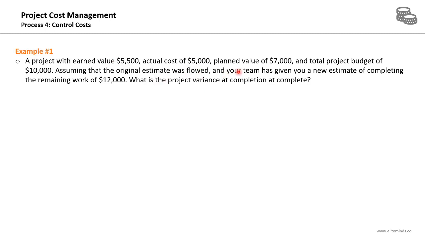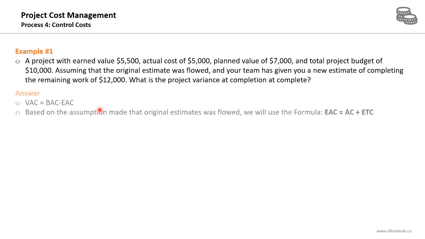It was flawed, and your team has given a new bottom-up estimate to complete, which is $12,000. So simply, the estimate at completion equals the actual cost plus the estimate to complete. The variance at completion formula equals the budget at completion minus the estimate at completion.